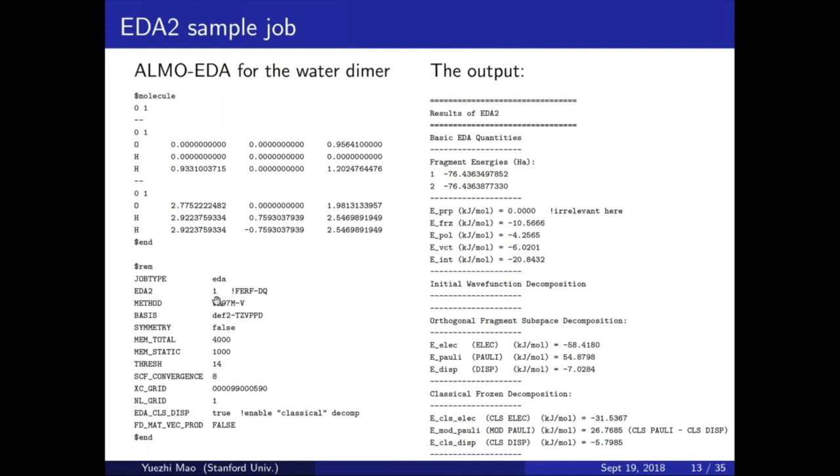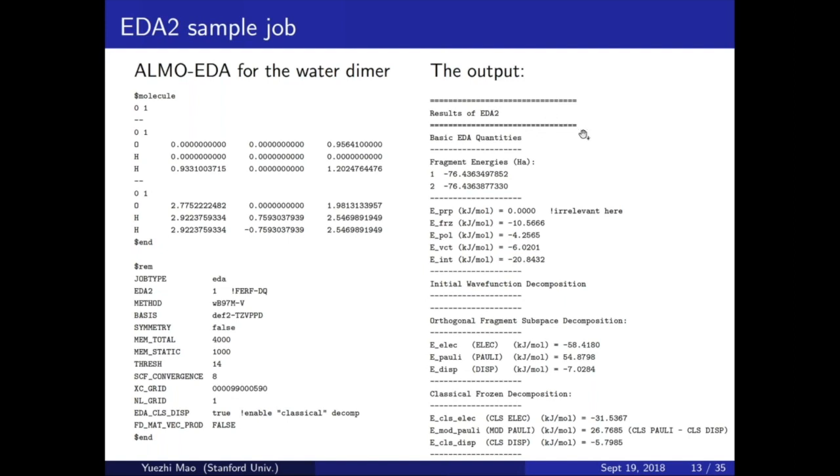And here we set EDA2 to 1 because a large basis set is used, and so it will use the FERF-DQ model for polarization. We also turned on the EDA_CLASS_DISP to enable the full classical decomposition. And the other $rem variables are just similar to a single point calculation with Q-Chem.